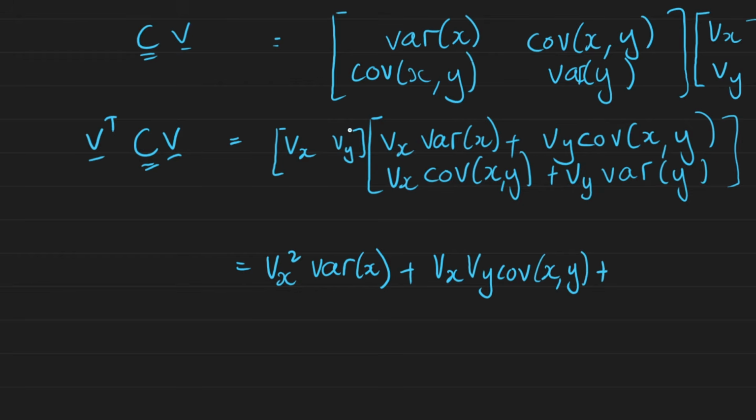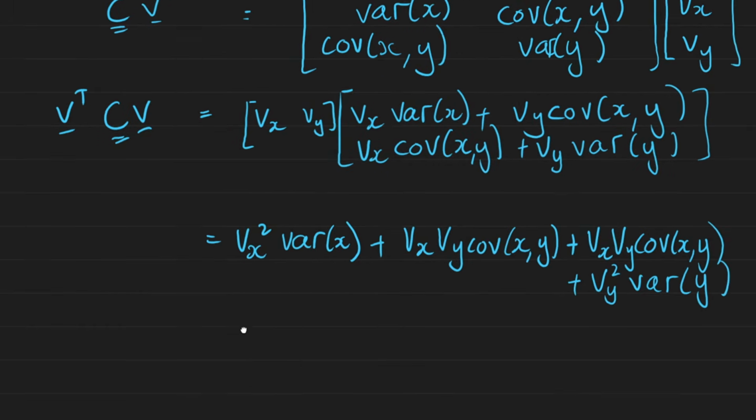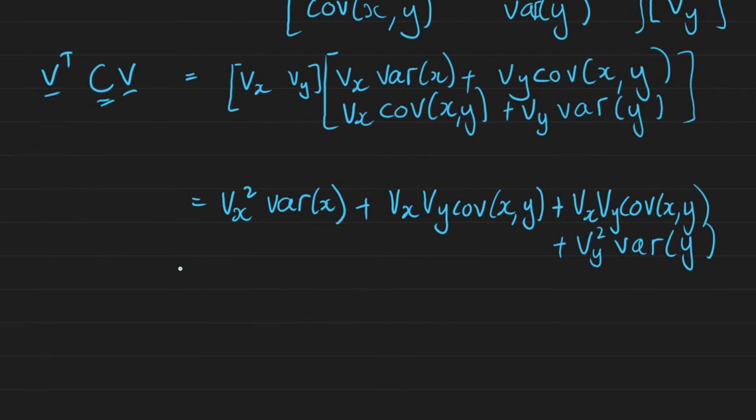Then we're going to have Vy times Vx. So it's going to be VxVy times this covariance of xy. And then finally, we're going to have Vy times Vy, which is going to give us Vy squared times the variance of y. So this is an interesting result. We can see that firstly, this is a scalar. And what it's doing is that it's telling us the contributions of the variances in the various directions.